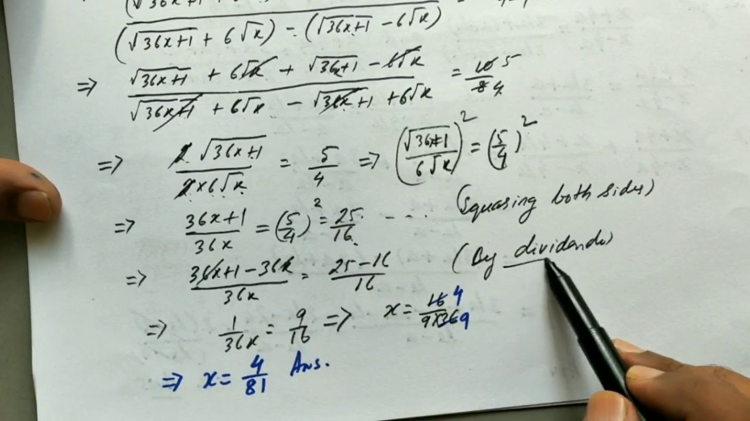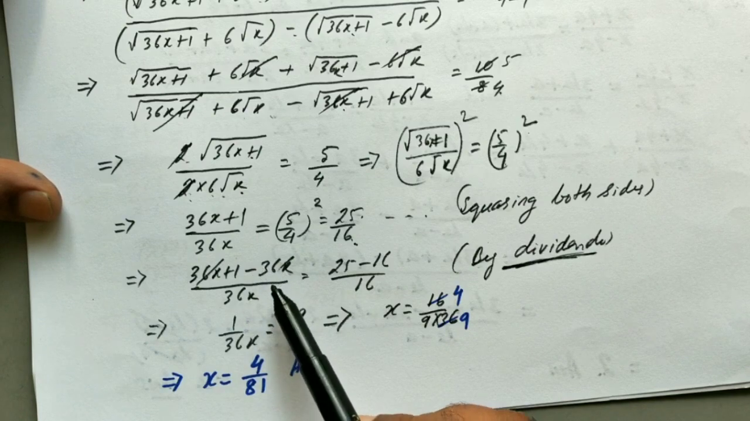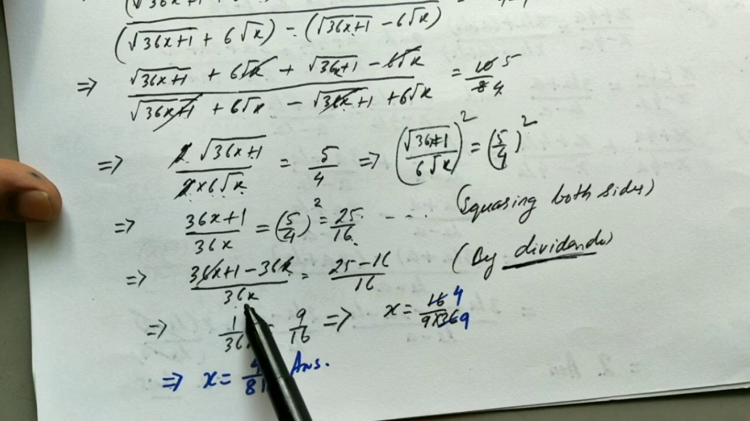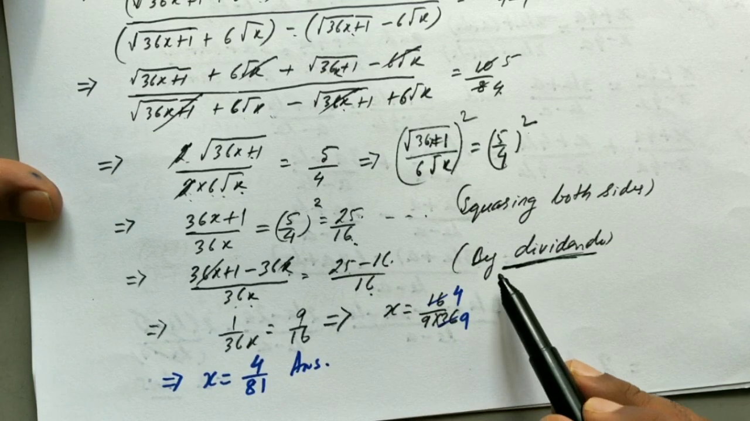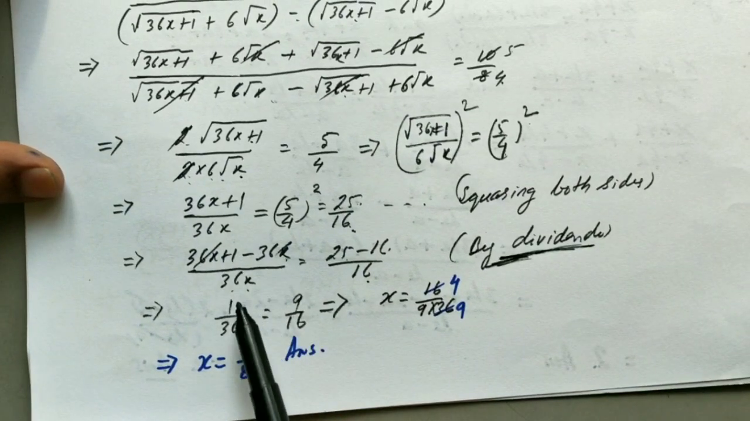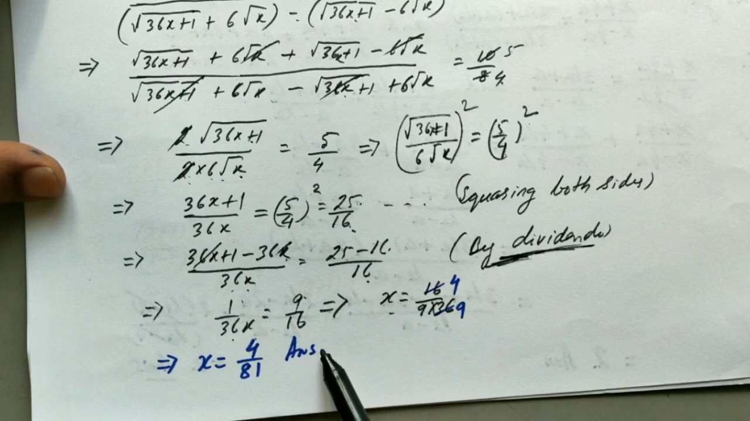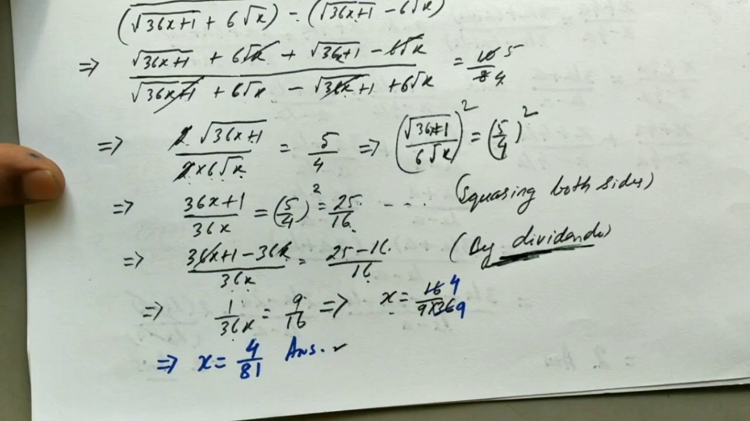Now this is very important, only dividendo. Calculation will become easier. 36x plus 1 minus 36x by 36x, 25 minus 16 by 16. So this step is very important. So I get here 1 by 36x is 9 by 16. Simplify, x is equal to 4 by 81. This is the answer. Remember, here only dividendo I have used. The very important step, this one.